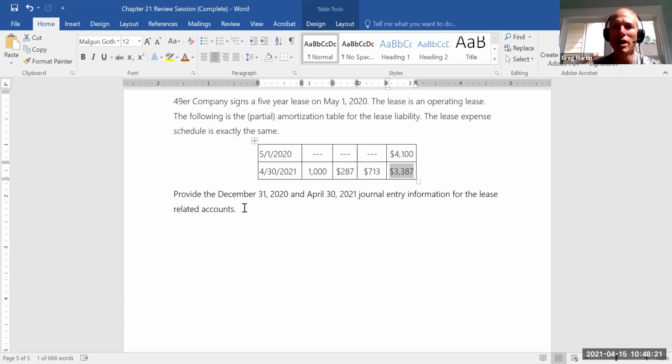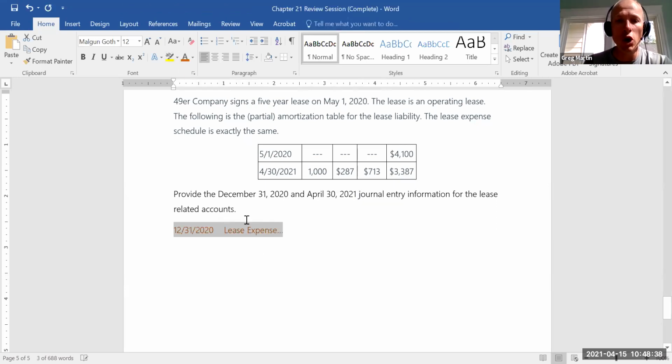Over a 12-month period, the total is $1,000, right? So when we think about that, it's 1/12 in the first month, 1/12 in the second month, 1/12 in the third month, and on we go. So when we come to December 31st, 2020, one account we know we're going to have is a debit to the lease expense, because that is the expense we're concerned about. It's accruing continuously, it's recorded periodically. And so we have that lease expense amount.